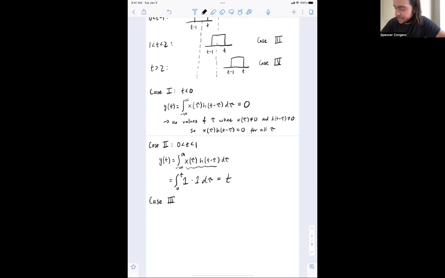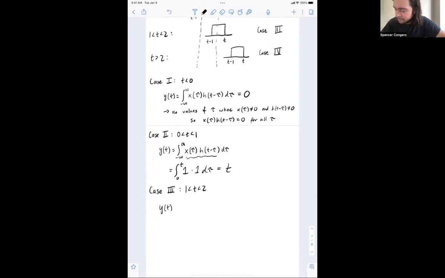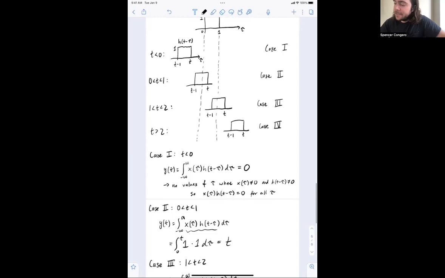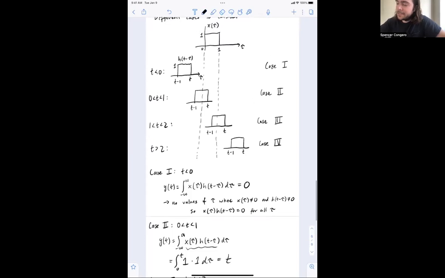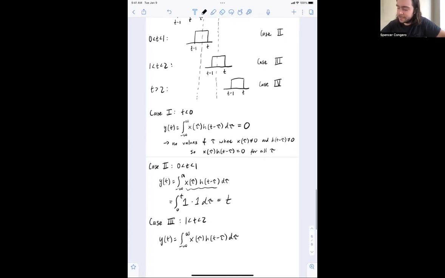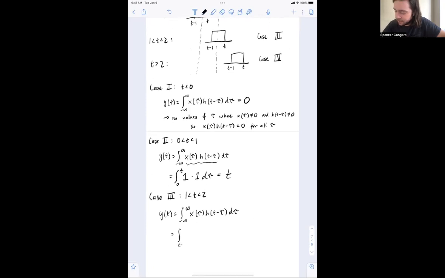Let's go on to case 3. This is when t is between 1 and 2. Okay, do the same thing. X of tau, h of t minus tau, d tau. Now we're in this case 3, and where should we integrate? Where are the values of tau where both these functions are non-zero? Well, you can see tau has to be at least t minus 1, because this function is 0 to the left of that. And it can be at most 1, because x of tau is 0 to the right of that. So I have to be somewhere between t minus 1 and 1. Okay, so I want to integrate from t minus 1 up to 1.